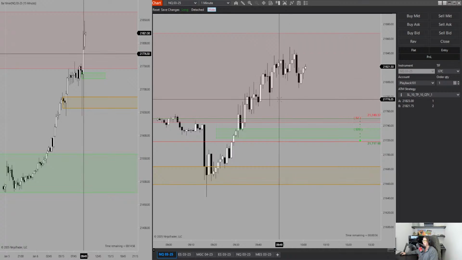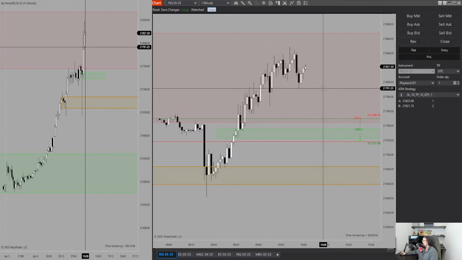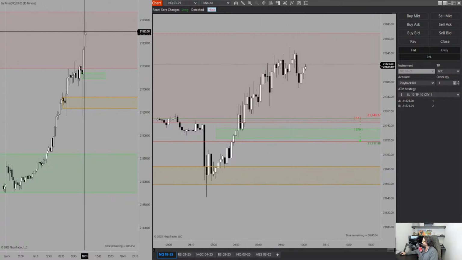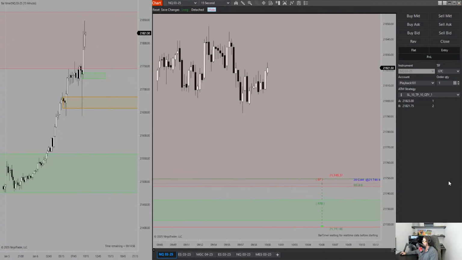But this might have been inducement. This is a strong order block here. We've got a fair value gap. And then we've got, on the 15-second, see if we come up into here and trade away, or if we continue up.